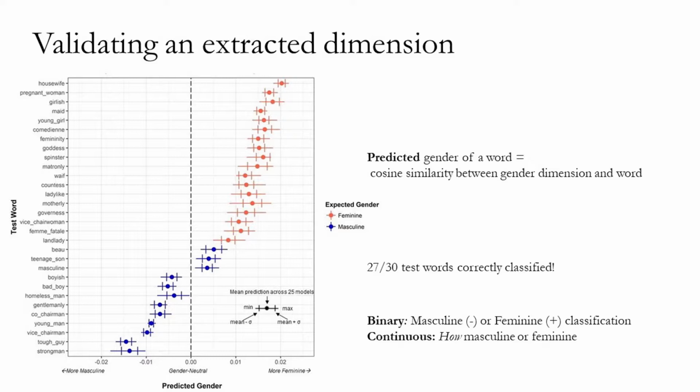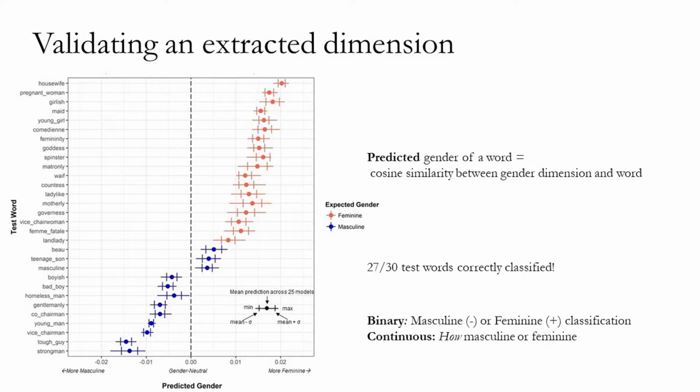What you're seeing here is a distribution across 25 different Word2Vec models that are subsampled on different slices of data. So you can see how sensitive this is to if we took just a snippet of our whole data and did this whole procedure on it. It's pretty accurate. 27 out of these test words are correctly classified, at least.